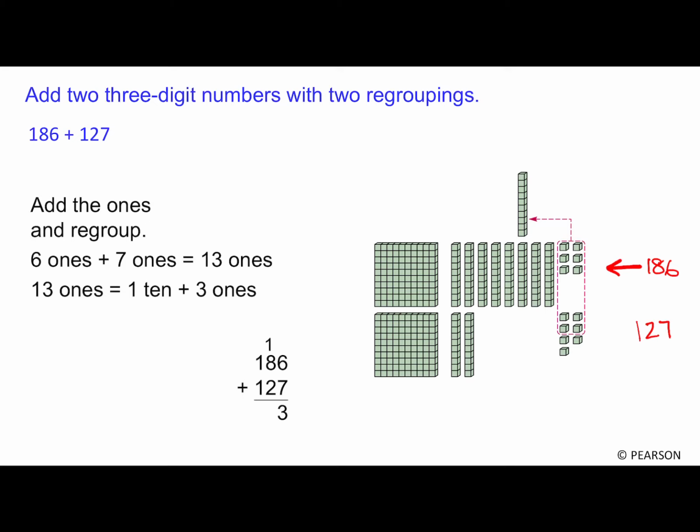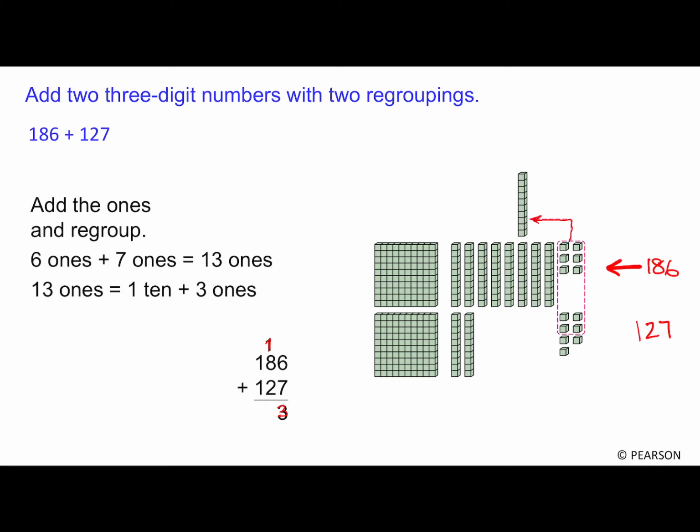I get 13 ones, which is the same as 1 ten and 3 ones. Okay, so in terms of the algorithm, what I do is I write my 3 ones down below and I carry my 1 ten. In terms of the picture, we built the 10 over here. And now we're just going to repeat, right?